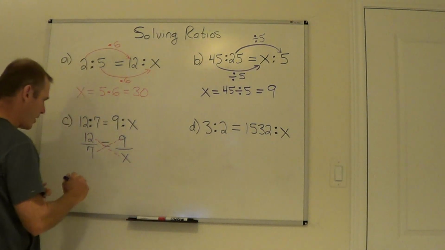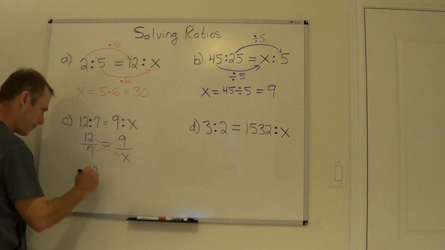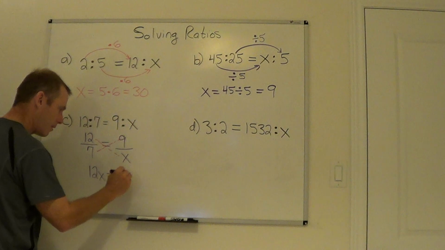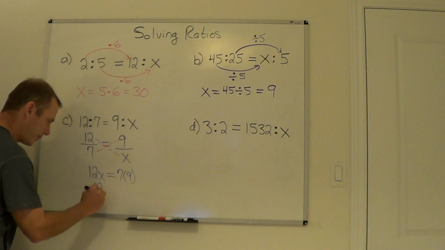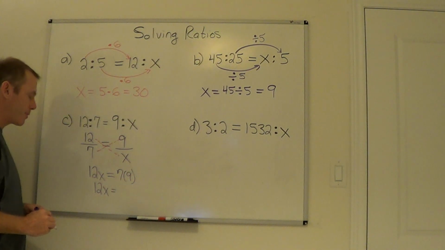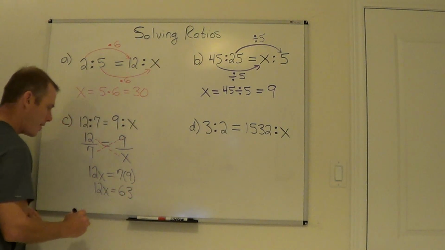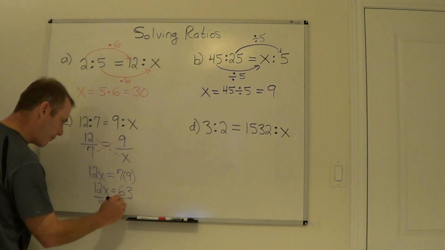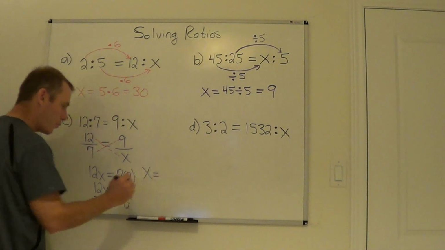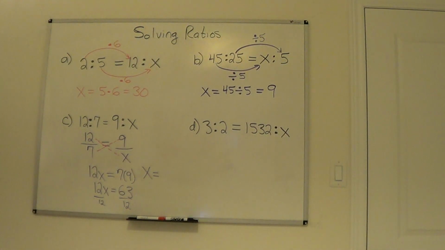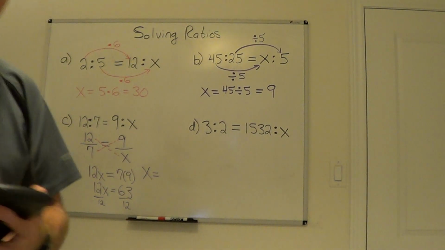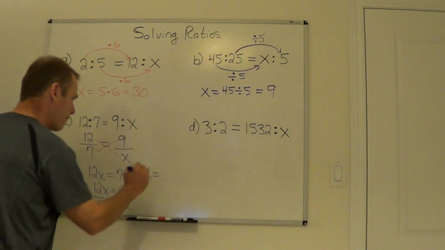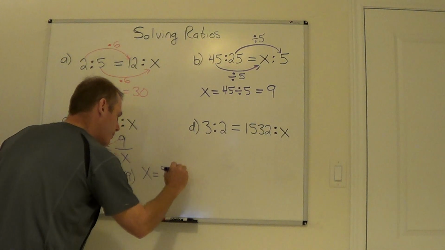And so I have 12 times x equal to 7 times 9. Which means you have 12x equal to 7 times 9, which is 63. And then finally, to get x by itself, I'm going to divide both sides by 12. My x value is probably going to be a decimal because I couldn't figure it out nicely, which happens often. So I take 63, divide it by 12, and I get 5.25 as my x value.